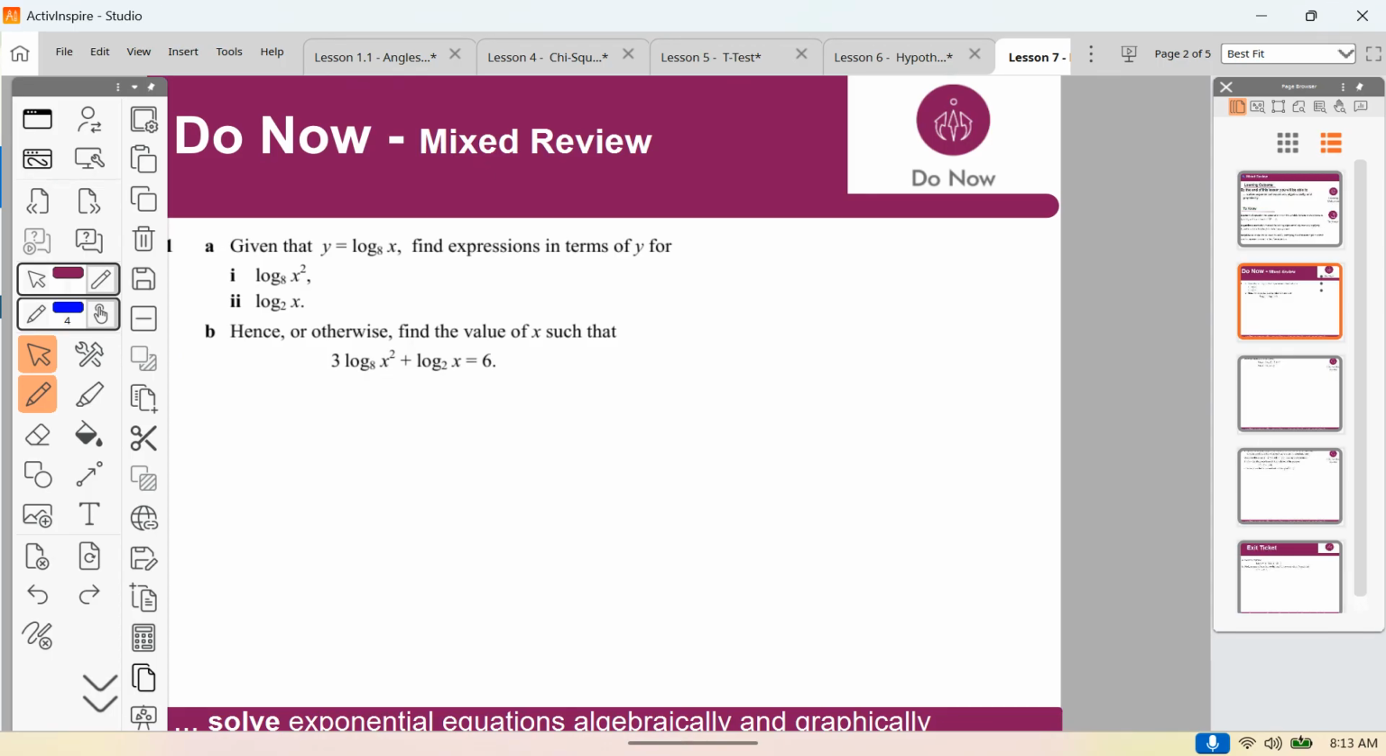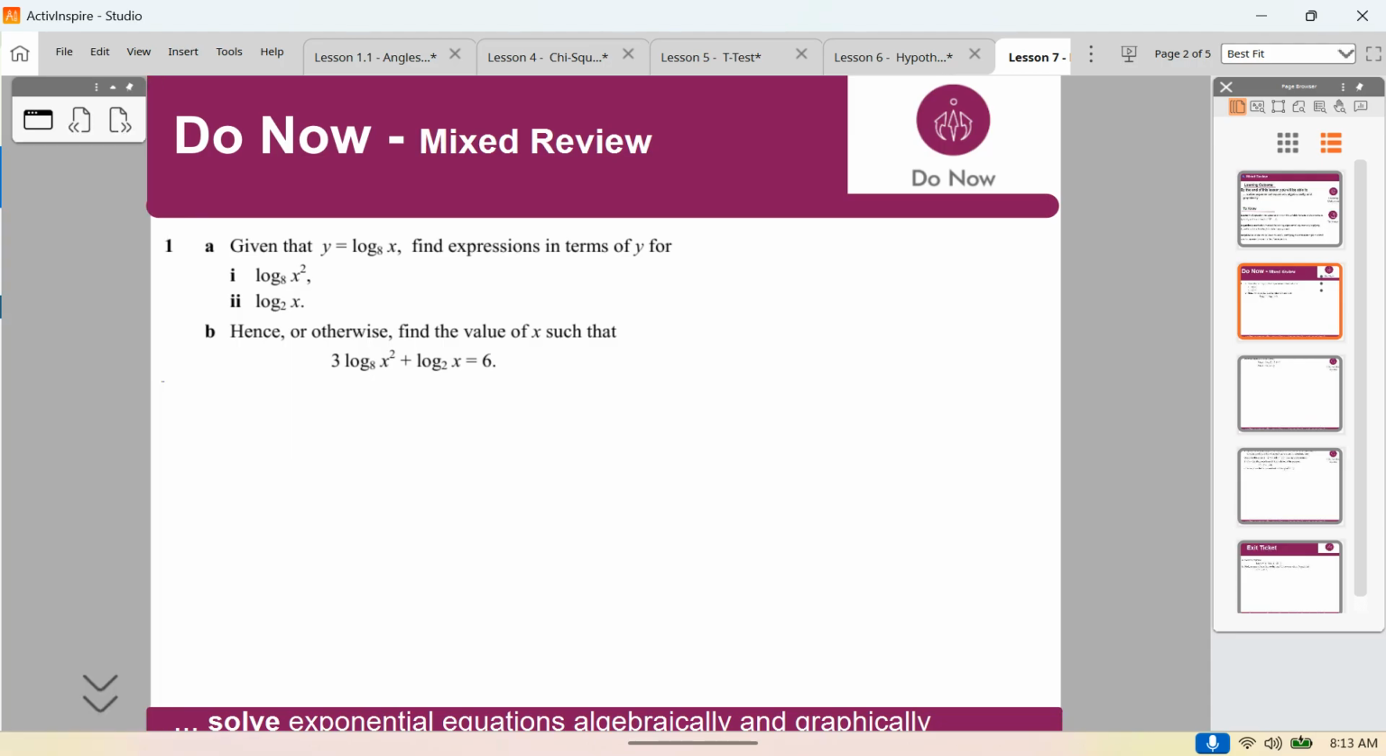Right, let's have a look at how we do these ones. So what we need to do is express in terms of y the first two. So log 8 of x squared is 2 log 8 of x, which is 2y.